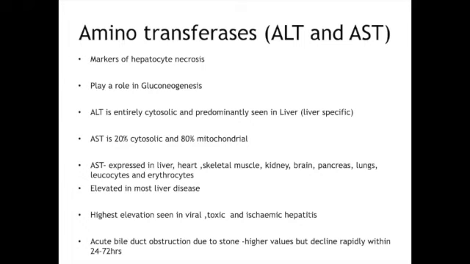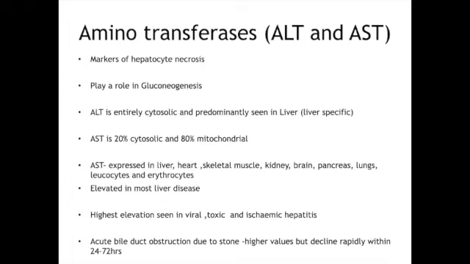So it plays a role, and it is entirely cytosolic and predominantly seen in liver. So it is a liver-specific enzyme. And AST, if you know, AST is otherwise called the SGOT. It is seen 20% cytosolic and 80% mitochondrial. So AST is expressed in other tissues like liver, heart, skeletal muscle, kidney, brain, pancreas. So many tissues can express AST, but ALT is expressed by the liver cells only.